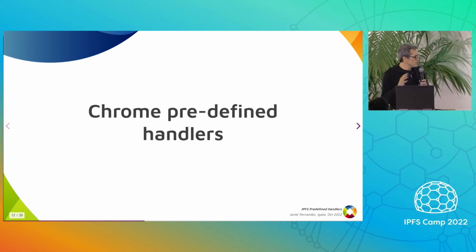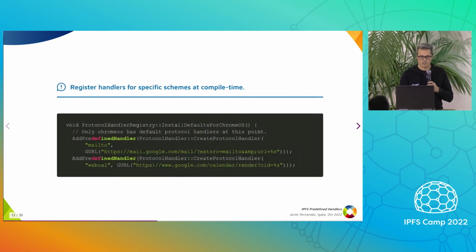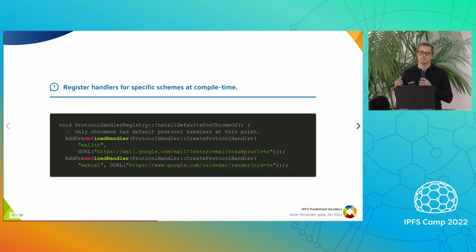So let's talk about this now. This was the refactoring, and on top of this, we implemented a new feature, which is predefined handlers. The idea is to allow the browser to register the handlers at compile time. This is not new, because Chrome OS was already using these mechanisms to register handlers for mailto and webcal schemes, which were redirected to mail.google.com and Google Calendar. So we get that idea.